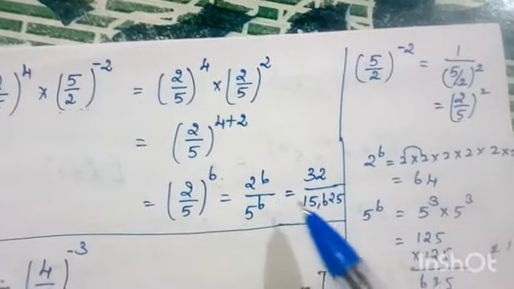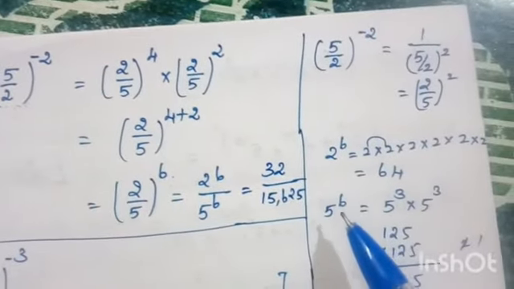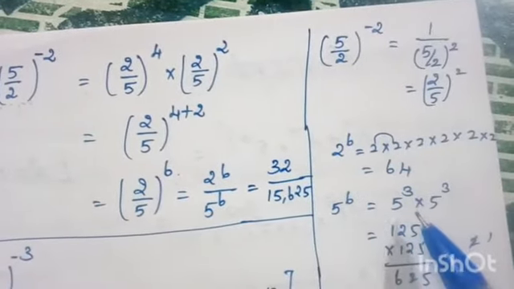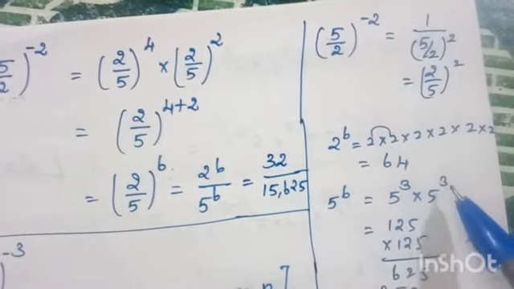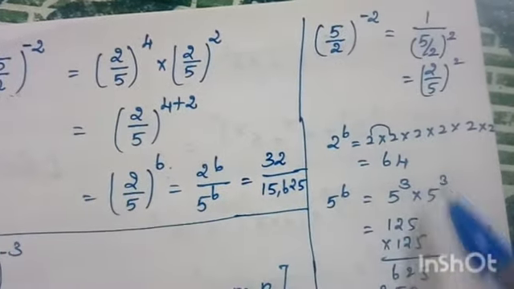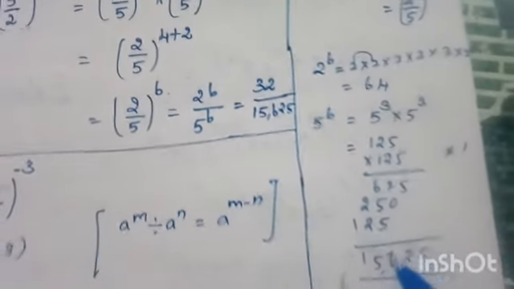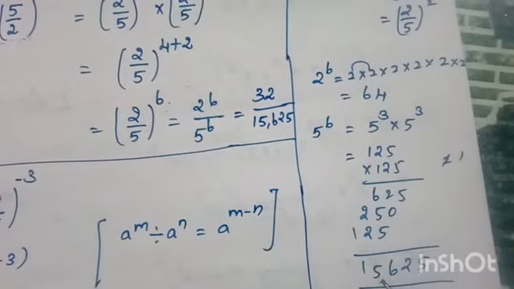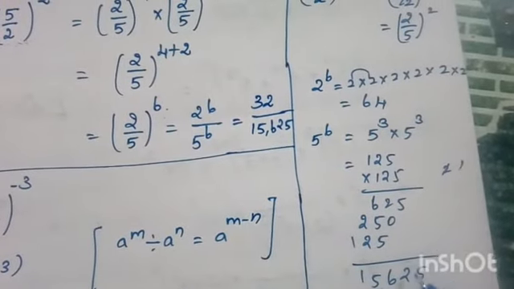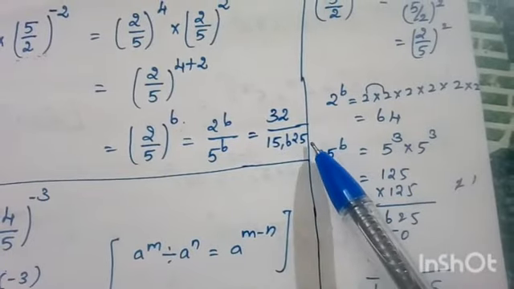5^6, 5 into 5 into 5 six times, how to write? So, here is one more way. I make this 5^6 written as 5 cube into 5 cube. 5 cube value is easy to find, that is 125. So 125 into 125, normal multiplication, we get 15,625. So this answer is 64 by 15,625.